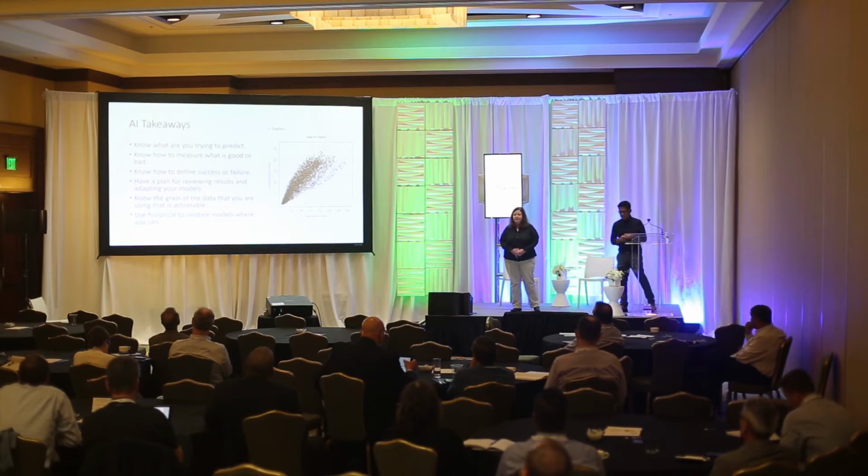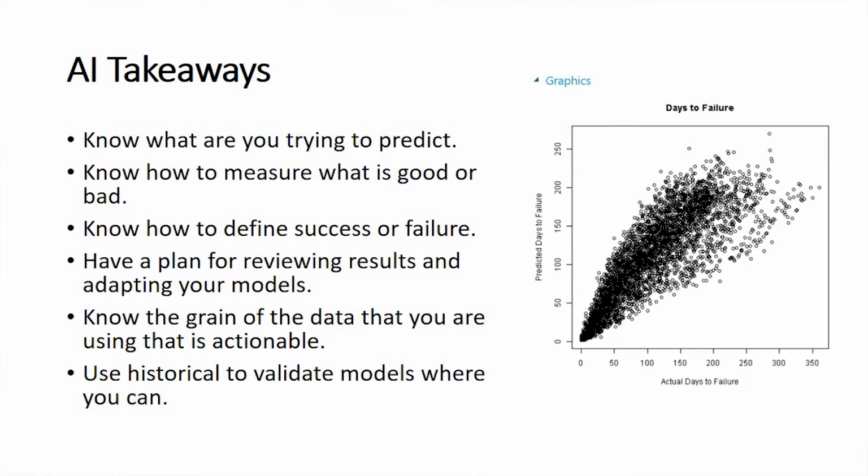So some of the key takeaways that we talk about when looking at AI and machine learning and what you need to do in your organization: know what you're trying to predict. Am I wanting to focus on parts? Am I wanting to focus on my technicians and how I plan and schedule? Am I going to focus on predicting failures based upon past failures within my organization? So know what you want to tackle, and know how to measure what is good and what's bad.